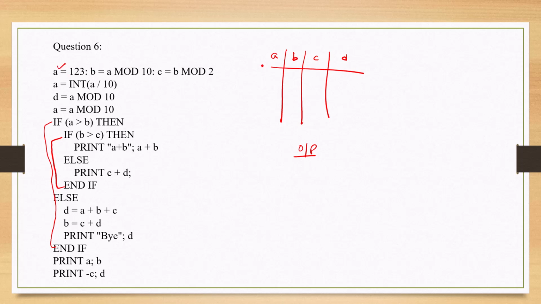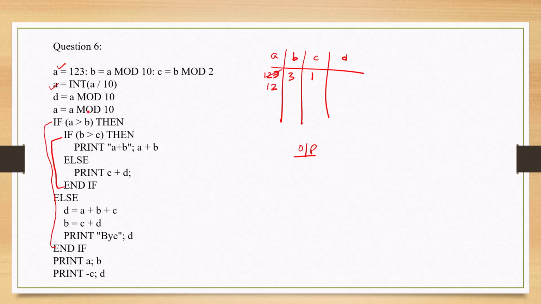Let's begin. A is 123. We write it over there. Then we have B equal to A mod 10. So 123 mod 10 is going to be 3. The value of B is 3. We have C equal to B mod 2. That's 3 mod 2. 3 mod 2 is 1. Now we have int A by 10. So 123 by 10 in integer will be 12.